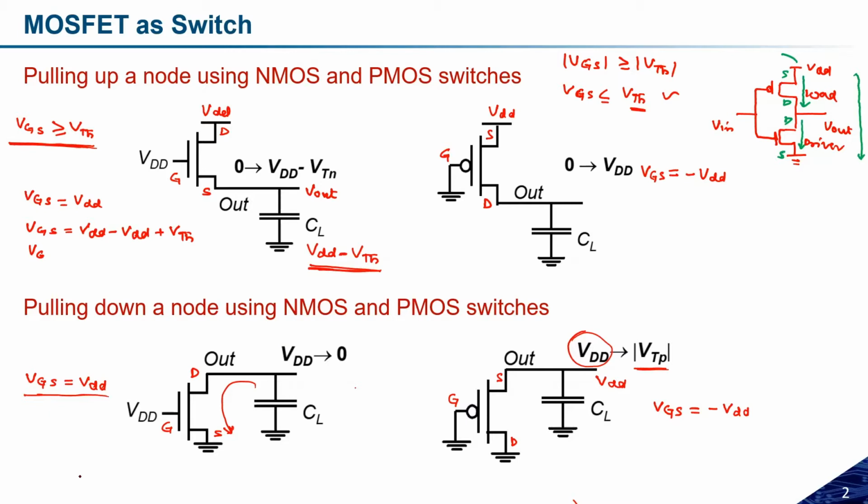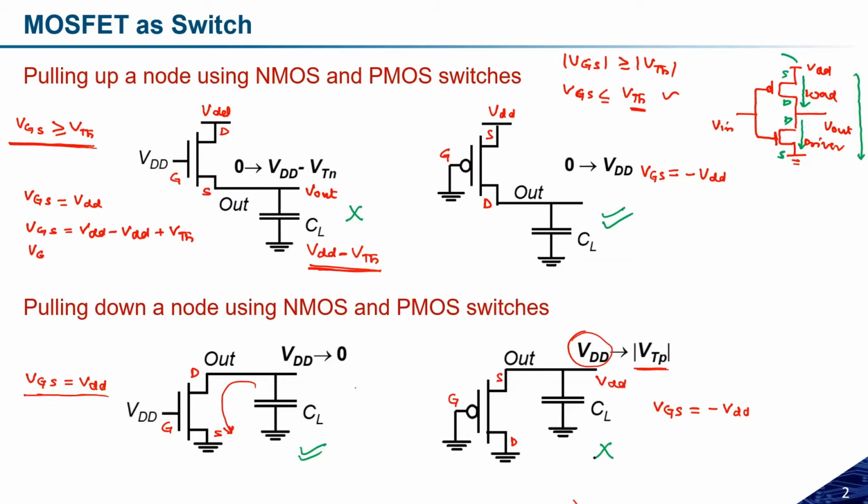So the recommended circuits are this one. So this one is the recommended one, and this one is the recommended configuration. And these two configurations are not recommended if I have the reservation on the noise margin. Okay, so if I have to consider the noise margin, the first and fourth combinations are not recommended. Okay, so this is how the MOSFET acts as a switch.